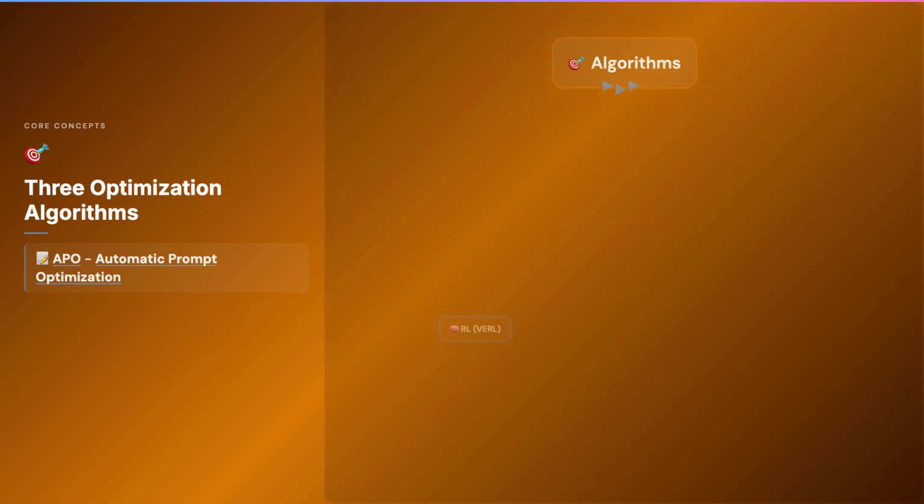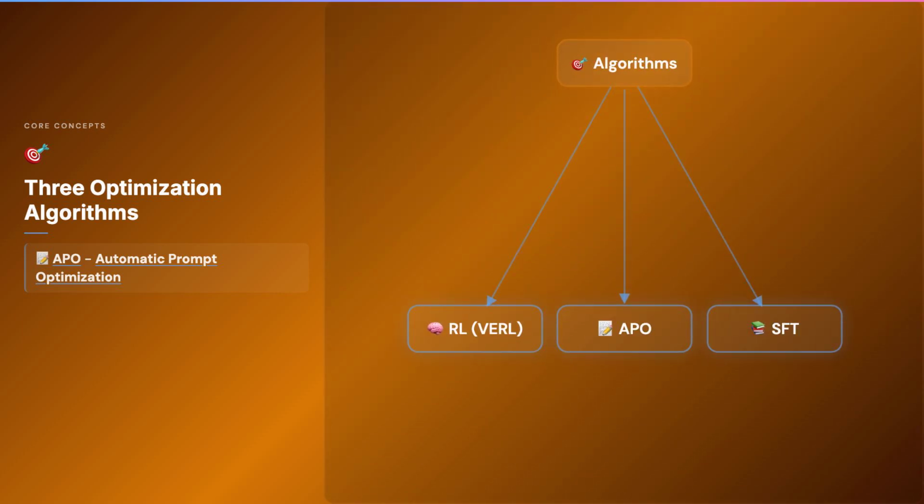Agent Lightning offers three optimization algorithms. First, reinforcement learning using VERL with PPO or GRPO, which trains the model weights directly. Second, automatic prompt optimization or APO, which uses Beam Search to find better prompts without changing model weights. And third, supervised fine-tuning or SFT, which trains on successful agent trajectories. Each algorithm suits different use cases and compute budgets.